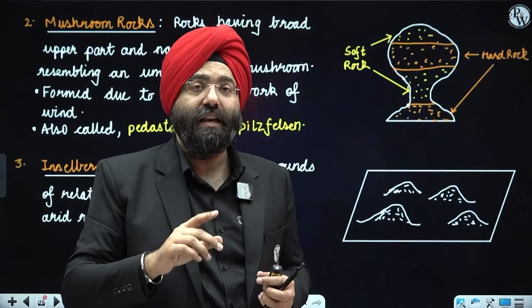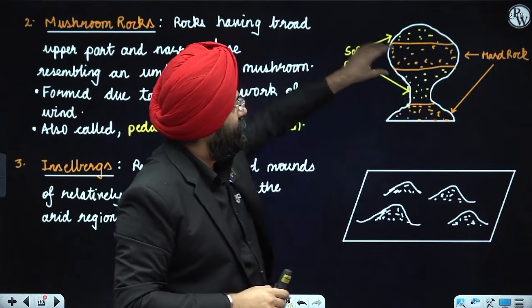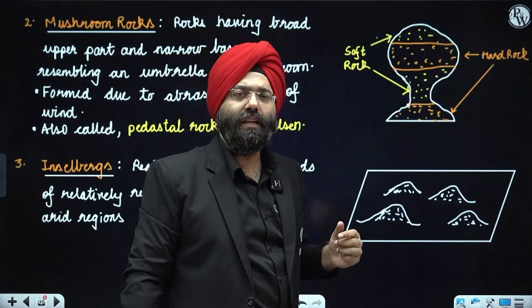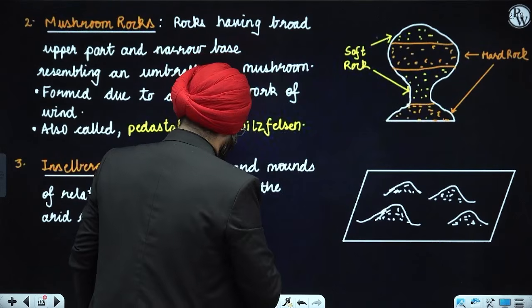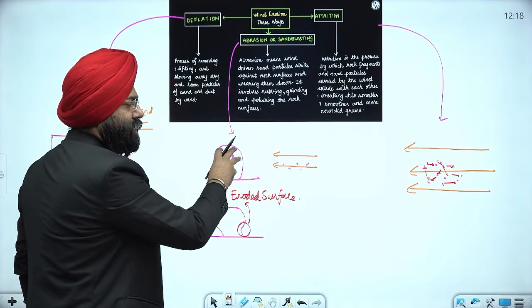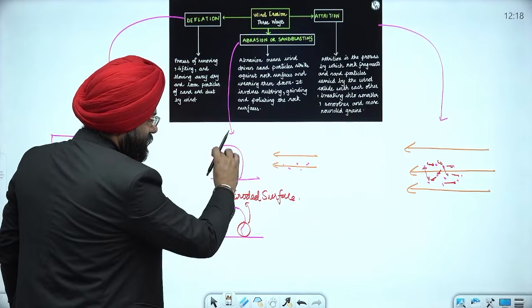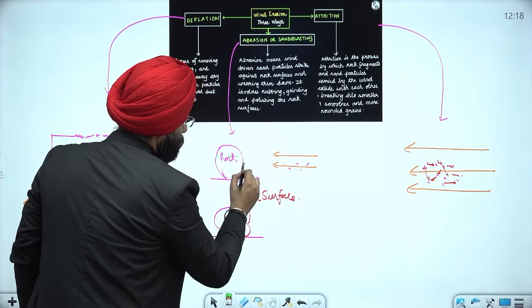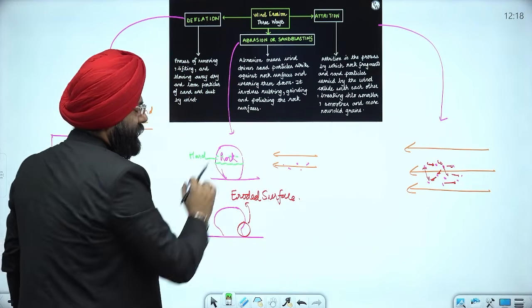But the important thing is how it is formed. See, in most cases, let us say this part is harder rock. If it is harder rock, it is difficult for the wind to erode it. Now, please understand, as I have taught you over here, this was supposedly the initial surface before it was formed as a mushroom rock. Now, this part supposedly is hard rock. This part supposedly is what? Hard. The other parts are softer.